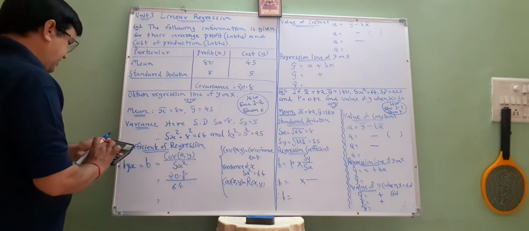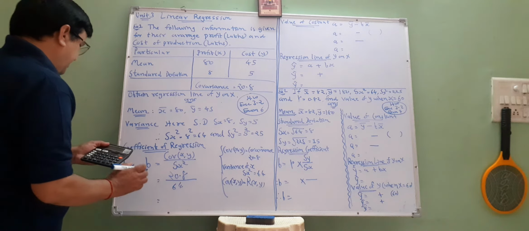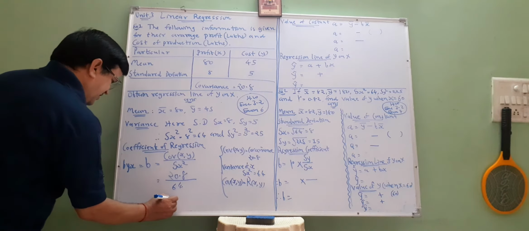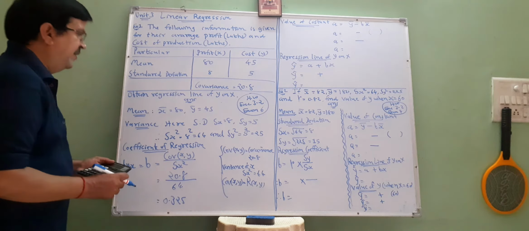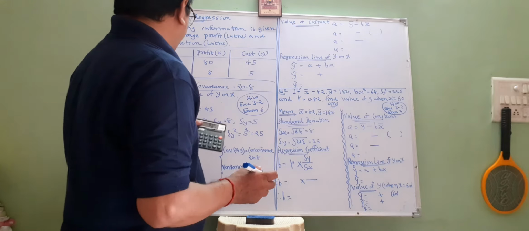So value of B is 20.8 divided by 64. So value of B is 0.325.